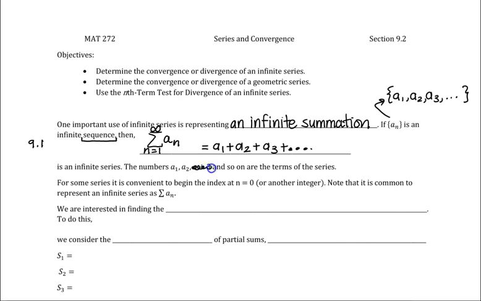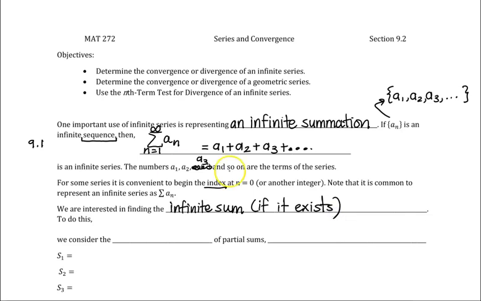a1, a2, a3 are the terms of the series. Sometimes we may see series that start at 0. Sometimes we may see series that start at 1. So we have to pay attention to what the index is of that series. And we are interested in finding what is the value of that infinite sum if it exists.